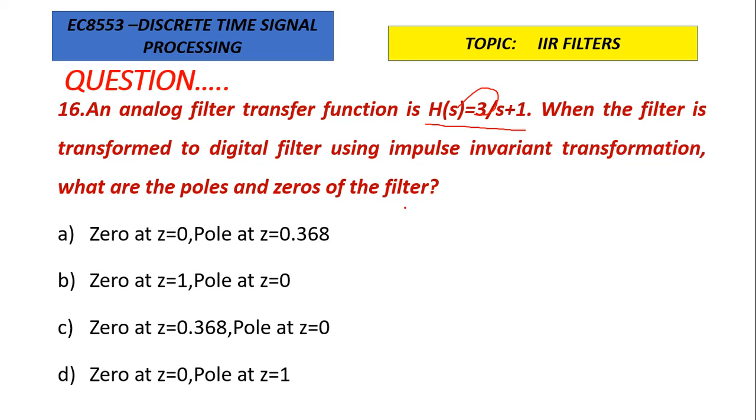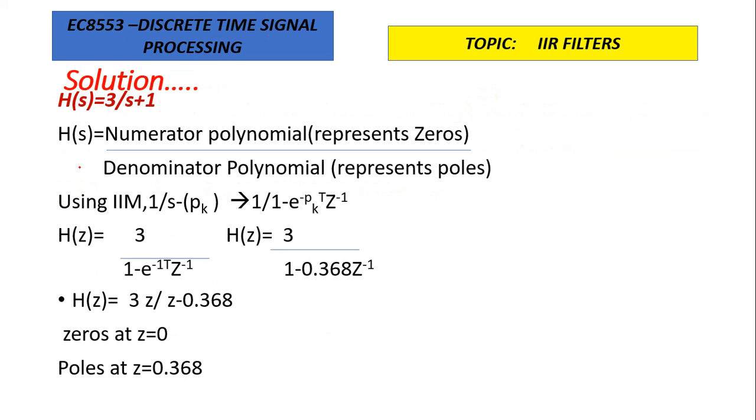So we have to use the IIM formula. H of s is nothing but the transfer function. In this transfer function, the numerator represents zeros and the denominator represents poles. We know the formula in IIM: 1 by s minus pk equals 1 divided by 1 minus e power minus pk t into z power minus 1. So 3 divided by 1 minus e power minus 1 t, because the pole here is minus 1.